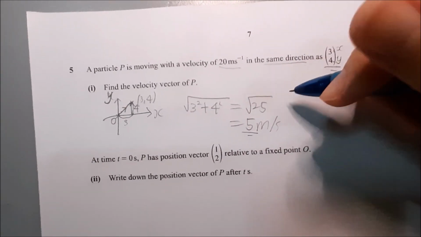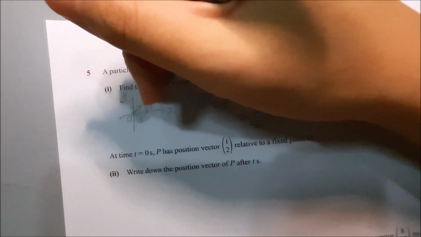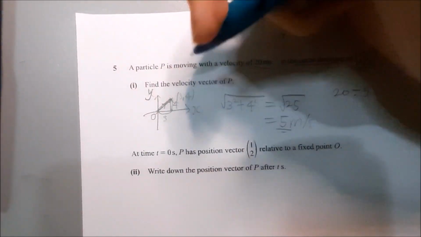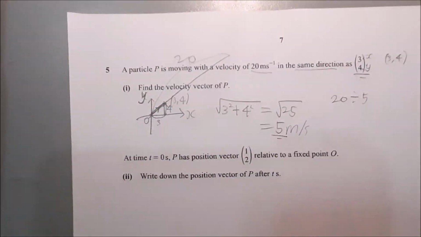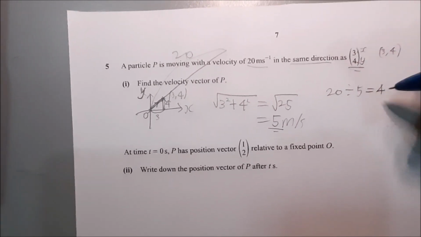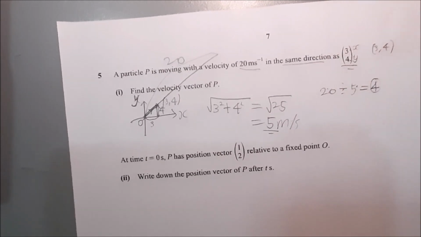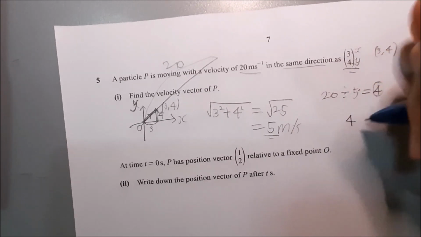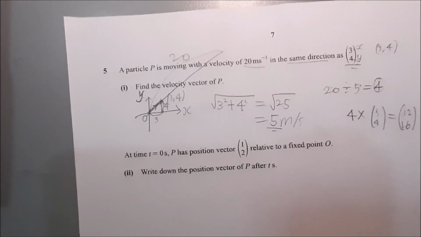So what you do is you do 20 divided by 5, because on the graph it basically means it moves 5 units 4 times, so the whole thing becomes 20. So it's basically divided into 4 parts because 20 divided by 5 is 4. And then from here, since this is the same direction, you just do 4 times the vector column 3 over 4. So your answer is 12 and 16.